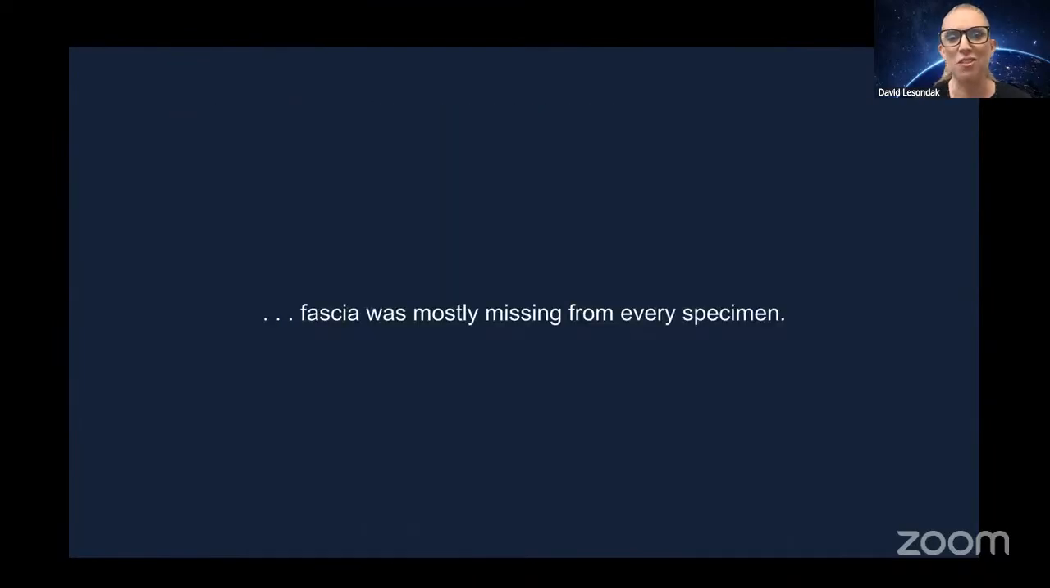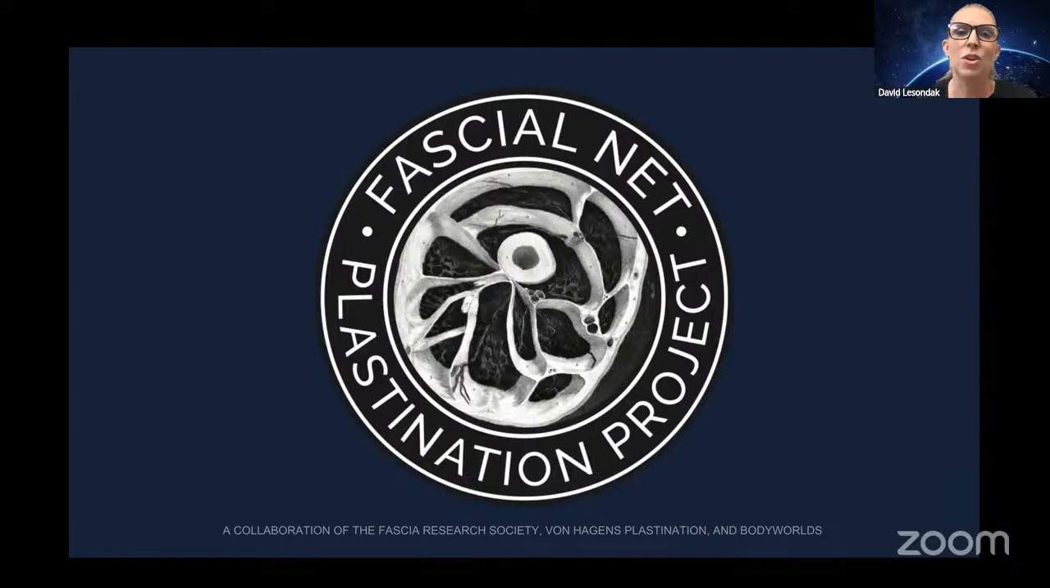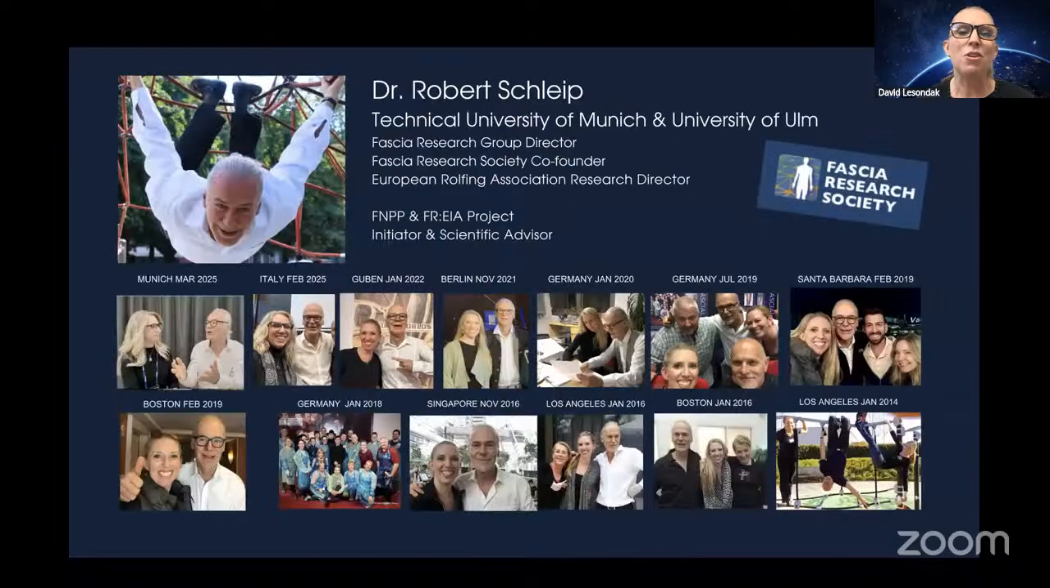But fascia was mostly missing from every specimen, not in its entirety, but largely, which is where the Fascial Net Plastination Project had its beginning. You may have heard Dr. Robert Schleip's name mentioned already. He's the director of the Fascia Research Group. He was the co-founder of the Fascia Research Society, and he continues to be the director of the European Rolfing Association. And he was the initiator and scientific advisor for the Plastination Project.